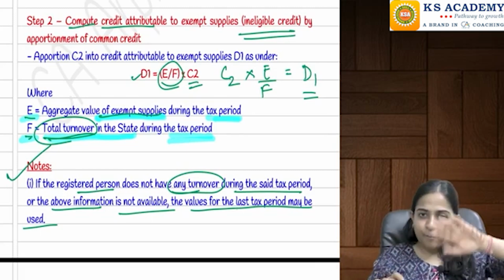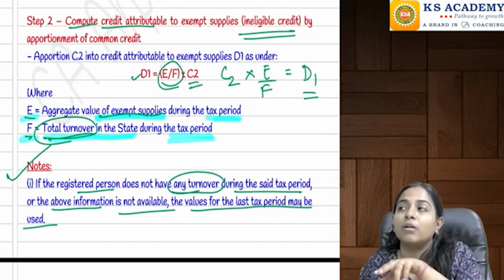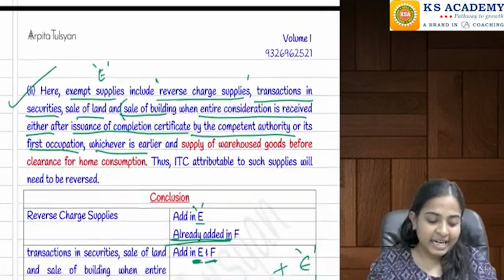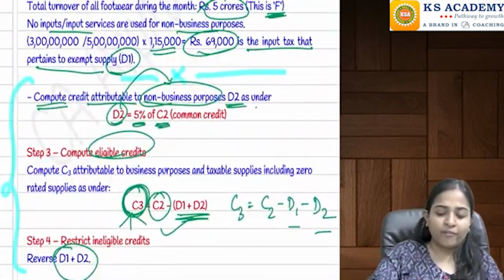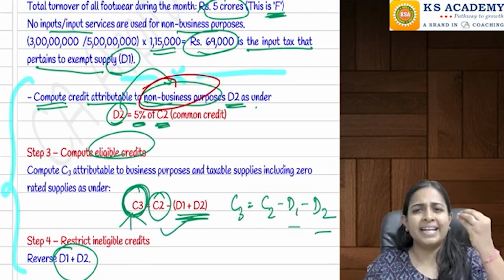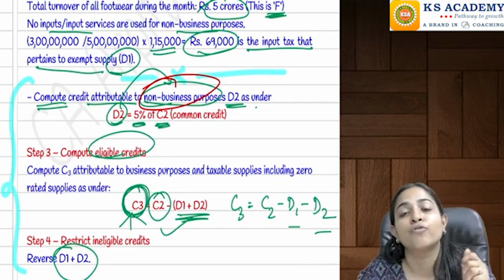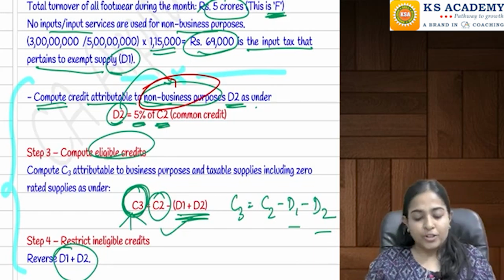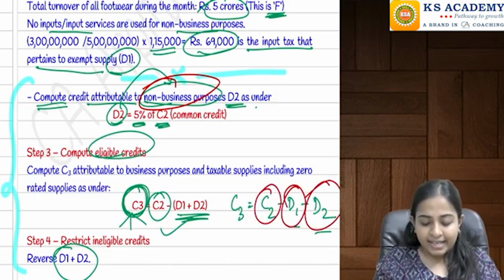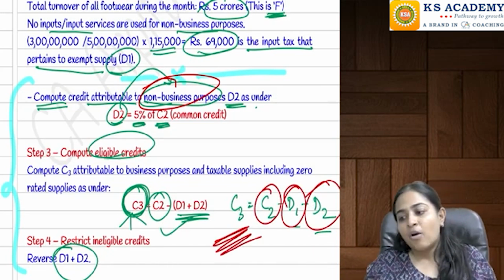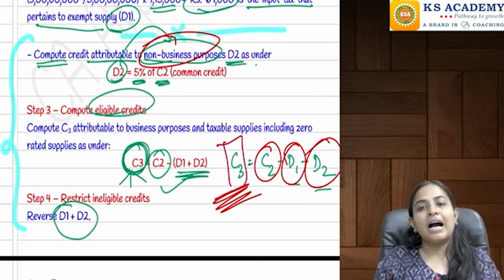Now, the exempt portion we have already removed. Now we have to remove the common credit which was used for a personal purpose also. That is deemed, everyone here. D2, for non-business purpose, D2 is equal to, they are telling ad hoc, whatever was your common credit multiplied by 5%. This much amount of credit was used for personal purpose, so reverse this much also. So ultimately, from my common credit, my D1 will go and D2 will go, right? This will be called D3, and C3, this much amount of credit will be available.